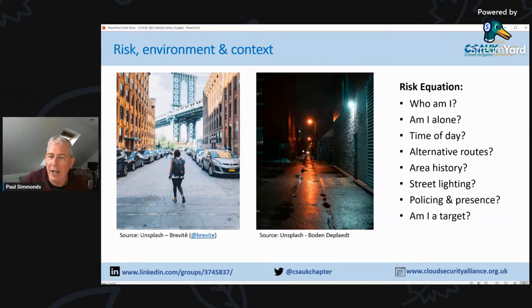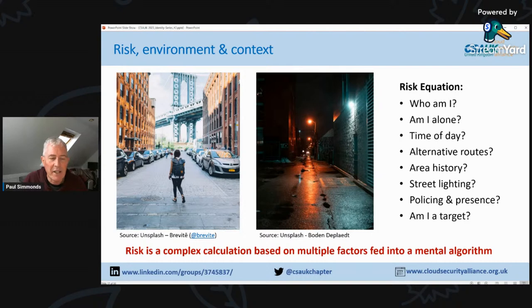So what's my risk equation? Who am I? If you've been watching the Rugby World Cup, am I a 28-year-old front row forward, in which case I'm built like a brick, or am I an 85-year-old little old lady who's frail? Am I alone? Is there a bunch of us? What's the time of day? Are there alternative routes? What's the area's history? Is there street lighting? What about policing and presence? Is it somewhere that the police avoid? Am I a target? In other words, am I wearing a Rolex and a suit and carrying a briefcase or a laptop? All of that makes my personal risk decision about which of those two streets I'm prepared to walk down. So ultimately, risk is a complex calculation based on multiple factors fed, in this case, into a mental algorithm. Am I prepared to walk down that street?